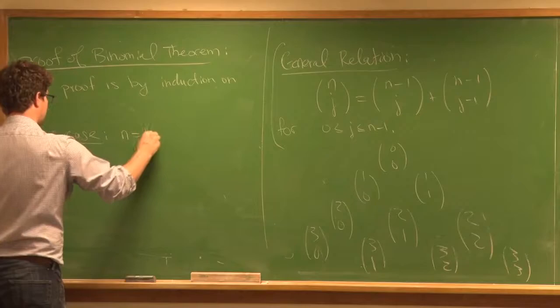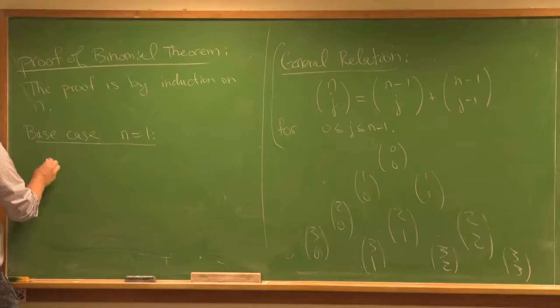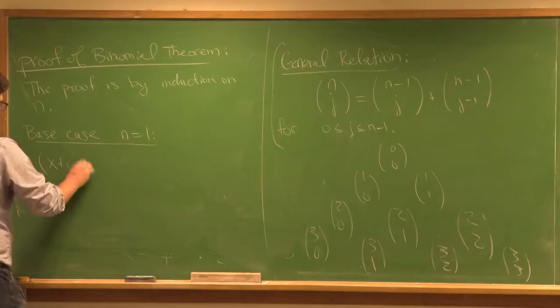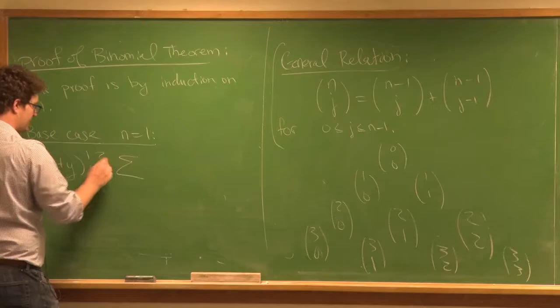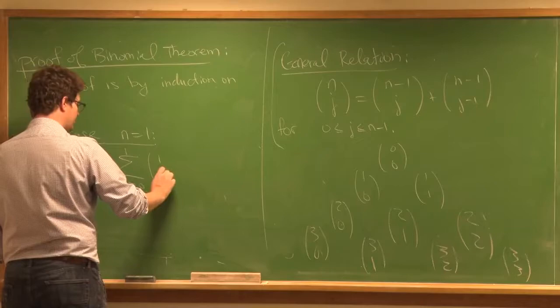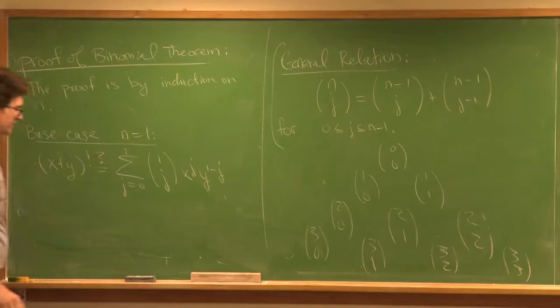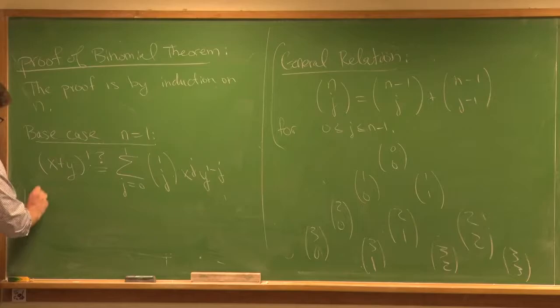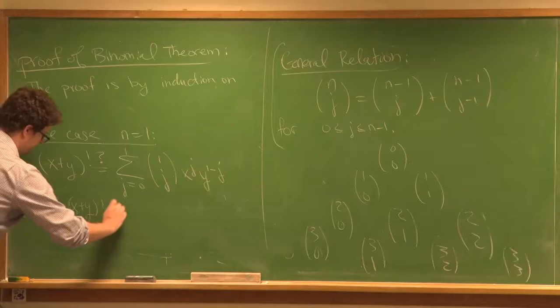Okay, so let's look at this side here. We want to prove x plus y to the 1 is the sum, and I'm going to put a little question mark above it because this is what we want to prove, from j is equal to 0 up to 1 of 1 choose j, x to the j, y to the 1 minus j. All right? So the left-hand side is easy. x plus y to the 1 is just x plus y.